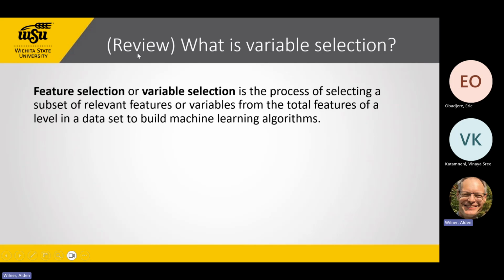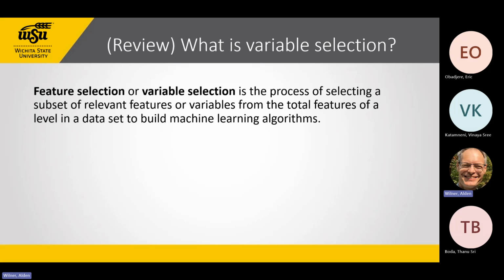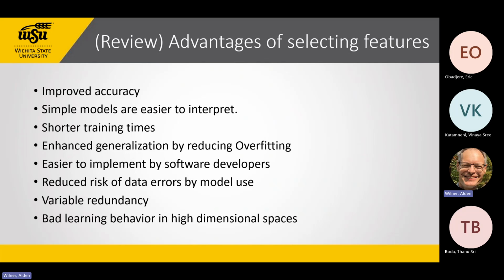So what is variable selection? Quick review of last week. It is a process of selecting the subset of relevant features from the total features of your data set. So it's figuring out, you've got different kinds of data. Some of your data is numeric. Some of your data is character. Some of your data is useless, right? So feature selection is to get rid of the useless parts of your data, to find the things that are correlated, things like that, so make ourselves a better model.